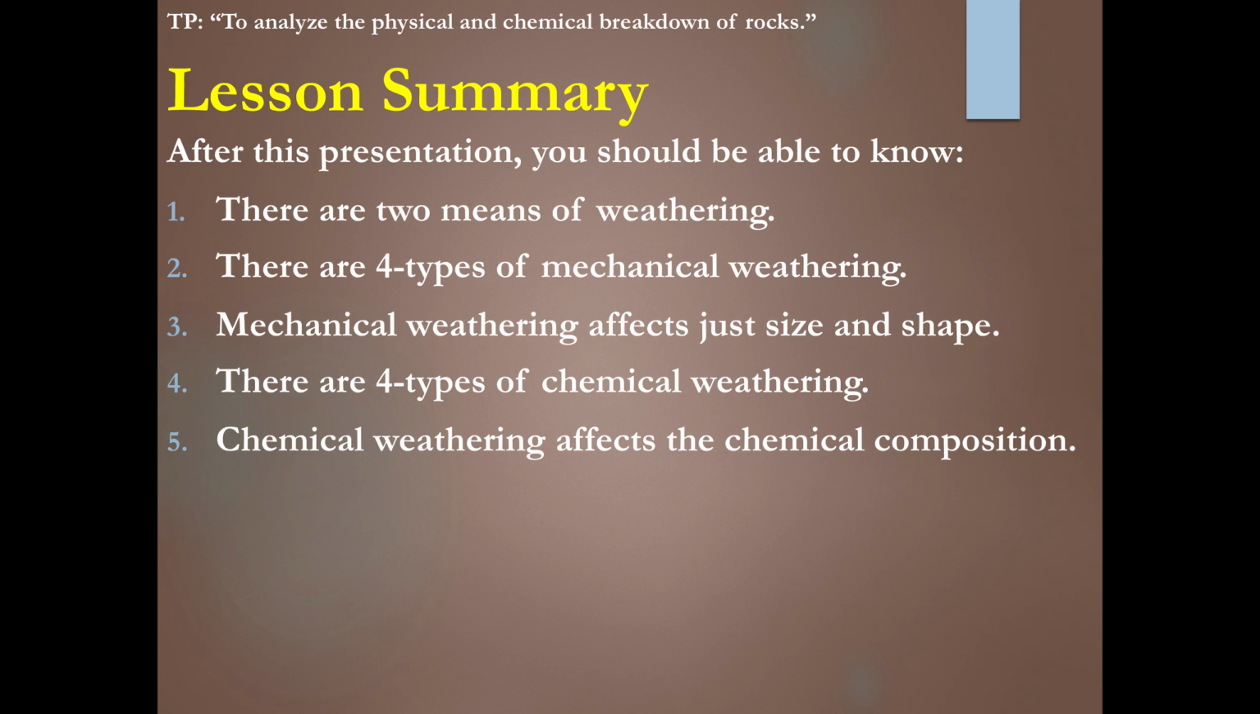Alright, so after this lesson, you should be able to know that there are two means of weathering, right? Again, mechanical, which is physical, and chemical. Number two, there are 4 types of mechanical weathering. Just to review, we have ice wedging, or frost action, or frost wedging, and we have freezing and thawing. We have abrasion, we have exfoliation, and organic activity. Those are your 4 main ones. Number 3, mechanical weathering affects just size and shape.